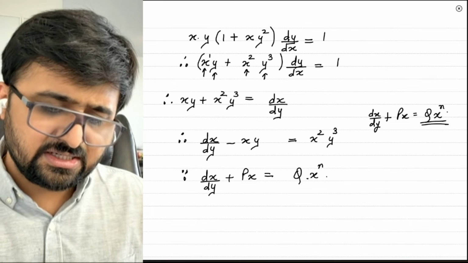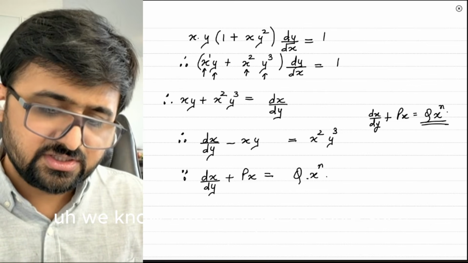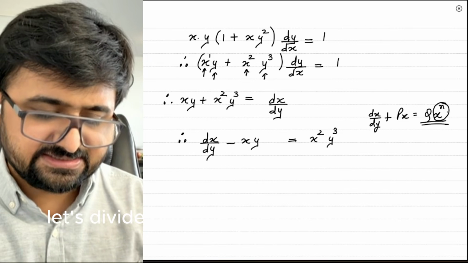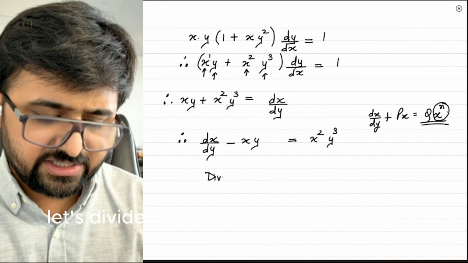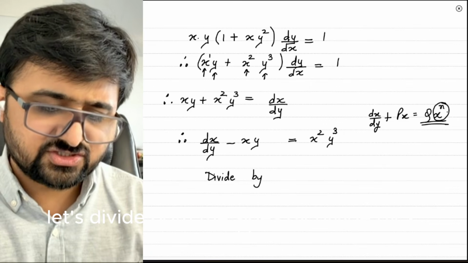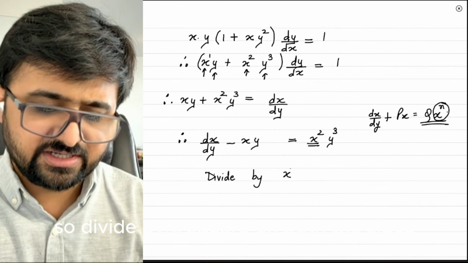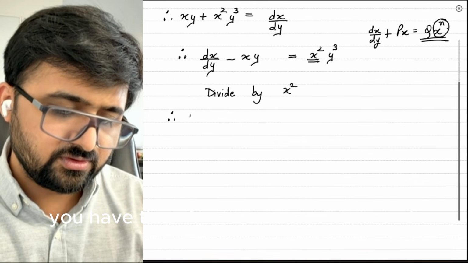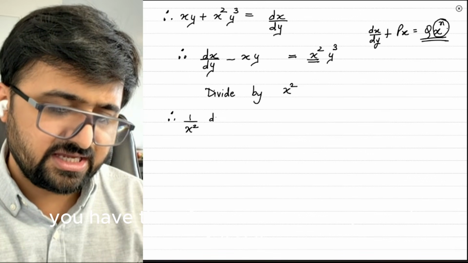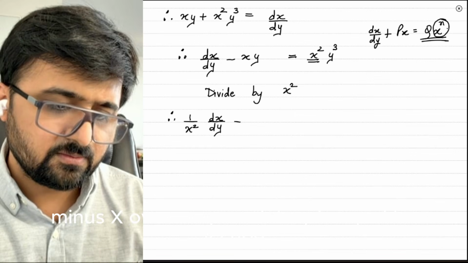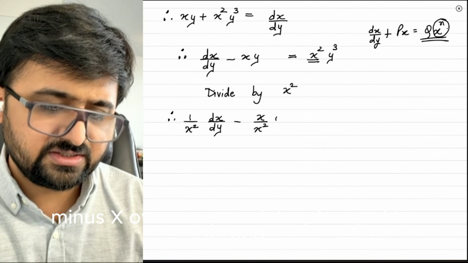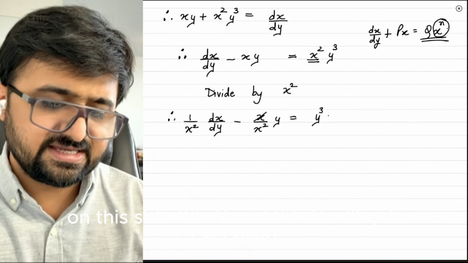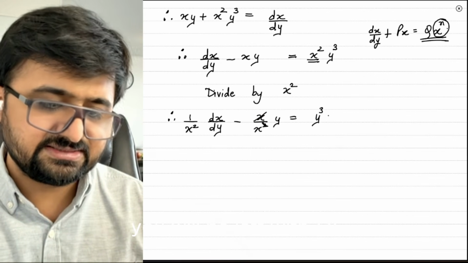We know that in order to solve such an equation, we divide by x raised to n on both the sides. In this case, it is x square. So divide by x square on both the sides. So if you divide by x square, you have 1 over x square dx by dy minus x over x square into y is equal to y cube on this side. This x and this x will get cancelled. You will be left with 1 over x.